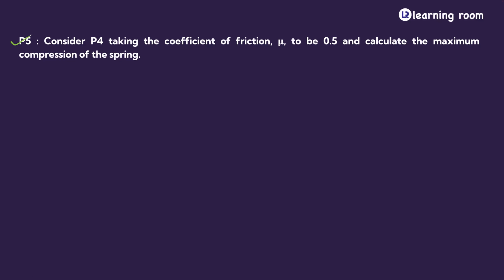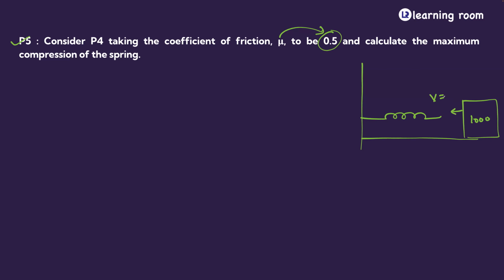The question is, consider problem number 4, and in that, take the coefficient of friction to be mu, right? And its value is 0.5. So take the value of mu to be 0.5 and calculate the maximum compression of the spring. So what is happening here? Again, you have the same simulation. There is a spring and there is a car of 1000 kilogram. It is moving with a speed of 5 meter per second, and the spring constant k is equal to how much?